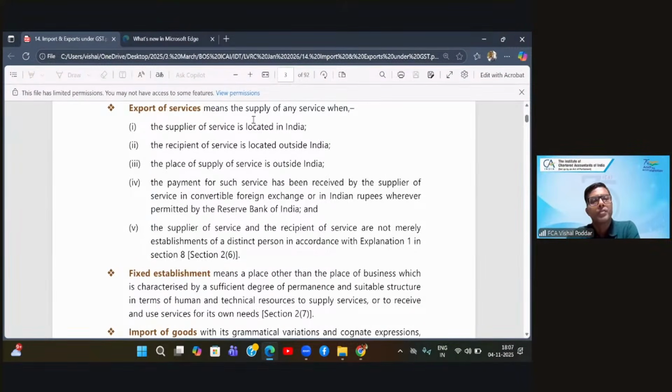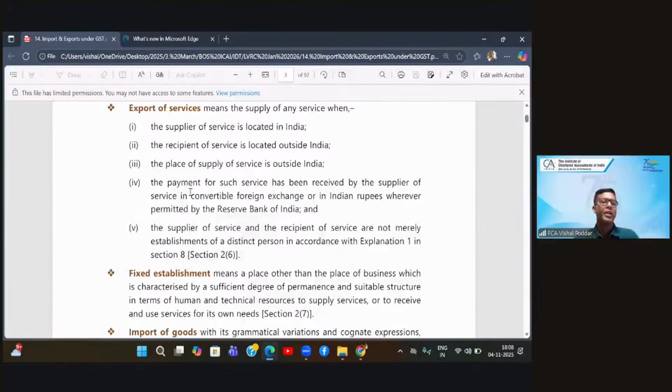Now, export of service means supply of any service when the supplier is in India, the recipient is outside, and most important, the place of supply of the service is outside. So until and unless these three basic things are present, it cannot be an export. But since we have many export benefits associated to it, the next part is what will be export of service in order that you are able to get the benefits.